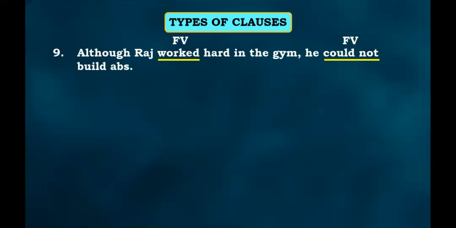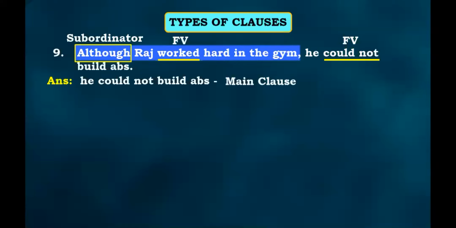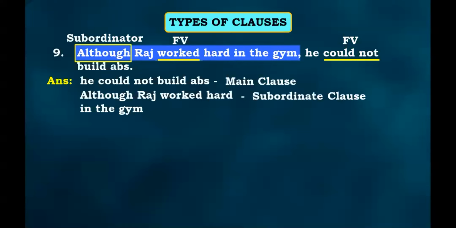Okay. Identify the subordinator. Very good. It's although. Very good. So since the subordinator is at the beginning of the sentence, the subordinate clause will begin from although, correct? Yes. So he could not build abs is your main clause. Although Raj worked hard in the gym is your subordinate clause. Very clear with this? Okay, now you guys tell me आपको क्या लगता है?